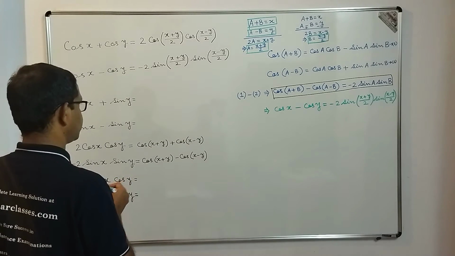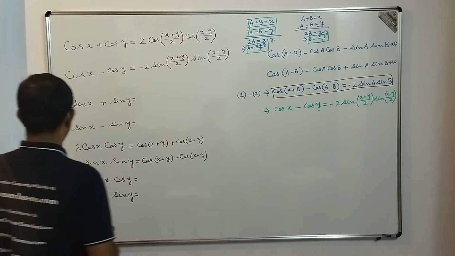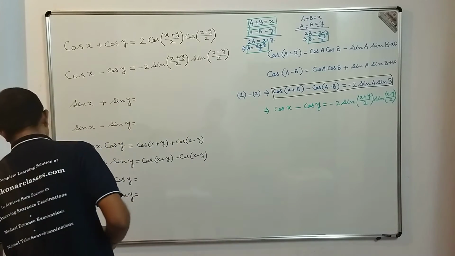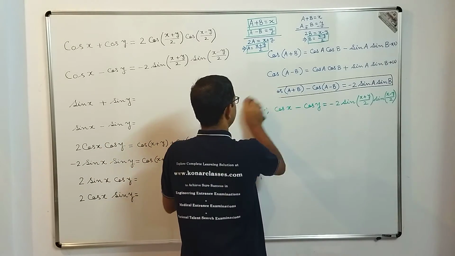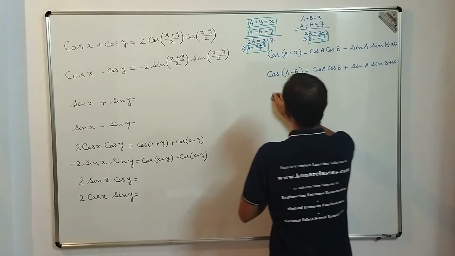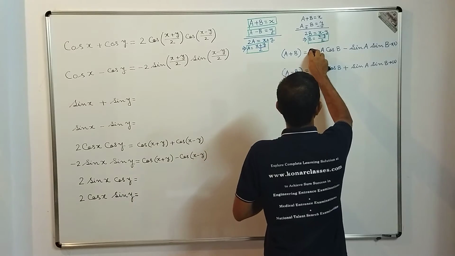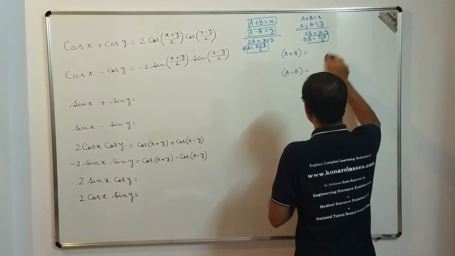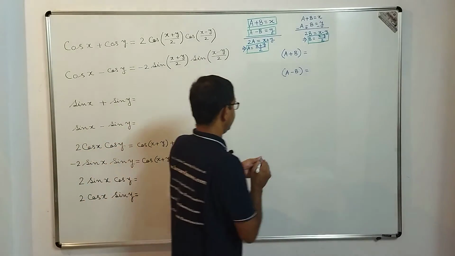Now let's proceed, dear students. For that, sin x plus sin y and sin x minus sin y. How to proceed? In the similar manner, instead of cos (a plus b), you need to apply the formula for sin (a plus b) and sin (a minus b). I just rubbed this, and obviously the right side of this formula will also change. So let me write it down. You also write along with me, so that things will be absolutely clear.